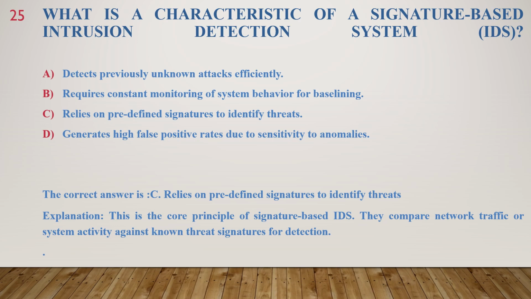This is the core principle of signature-based IDS. They compare network traffic or system activity against known threat signatures for detection. Why others are incorrect. A. Detects previously unknown attacks efficiently. This is a weakness of signature-based IDS, as they struggle with zero-day attacks or variations of known threats. B. Requires constant monitoring of system behavior for baselining. Anomaly-based IDS require baselining, not signature-based ones. D. Generates high false positive rates due to sensitivity to anomalies. While this can be a challenge, it's more characteristic of anomaly-based systems due to their focus on deviations from normal behavior.